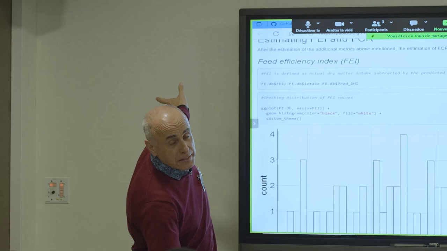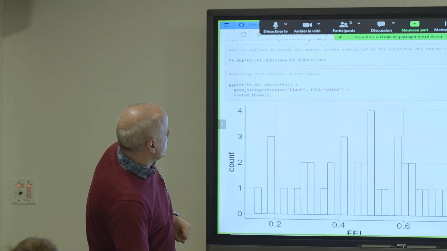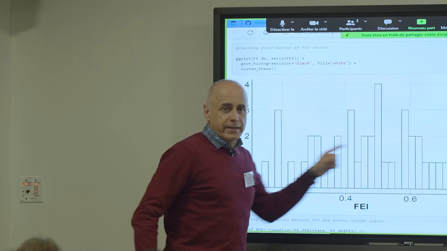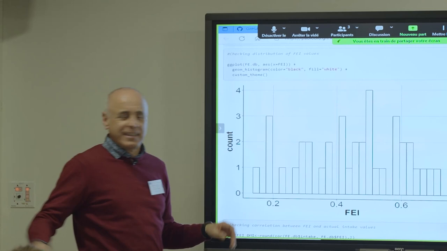Now, from all this information, we have the definition of feed efficiency index. Remember, the recorded minus the predicted dry matter intake, and we plot it. This plot is just to see the range and how many animals we have at every point. We are not testing for normality and so on. It's just to see how our data are.